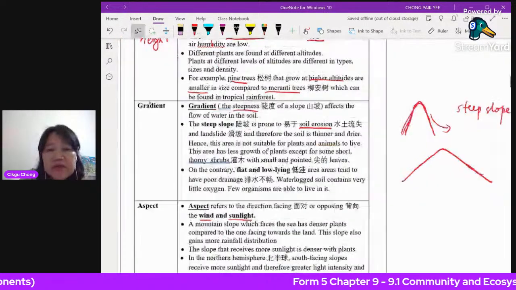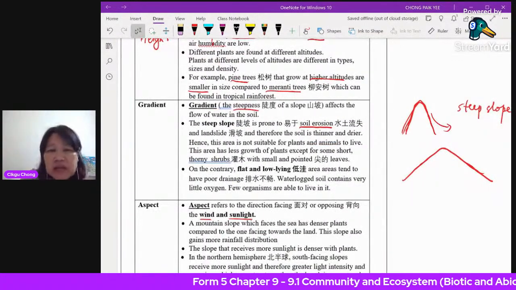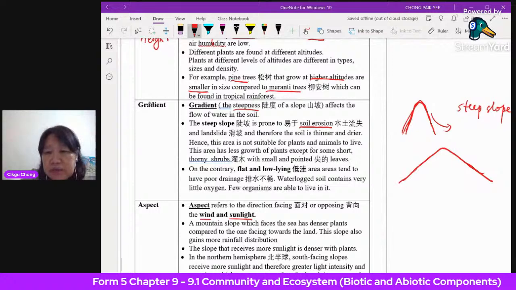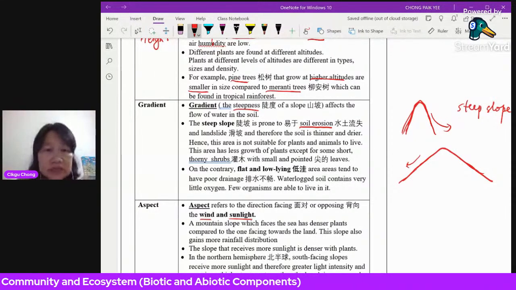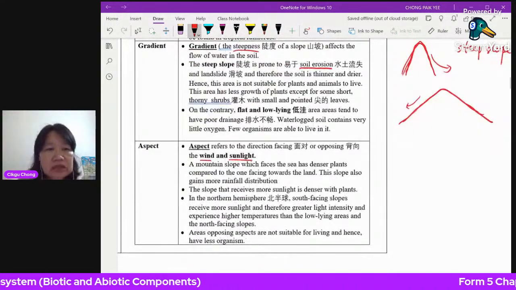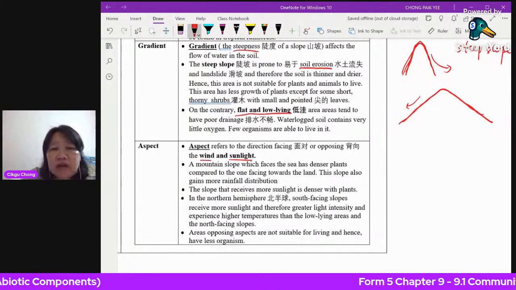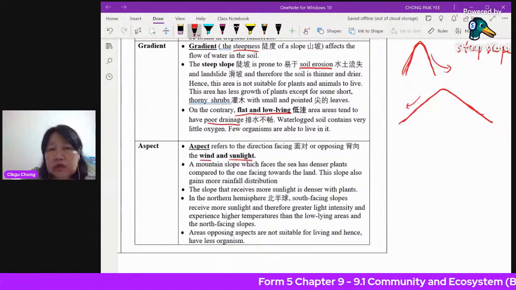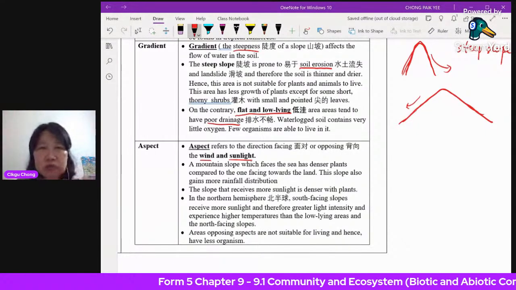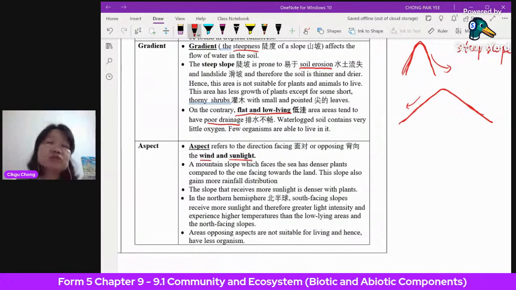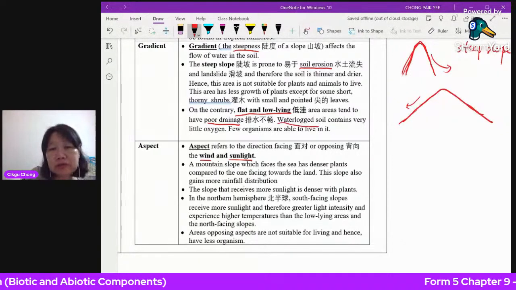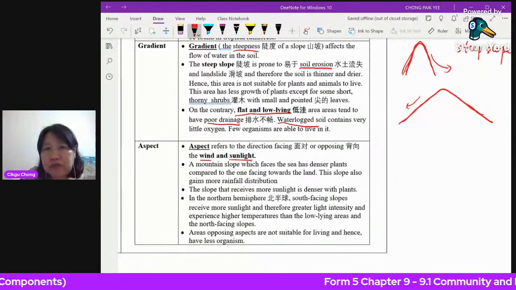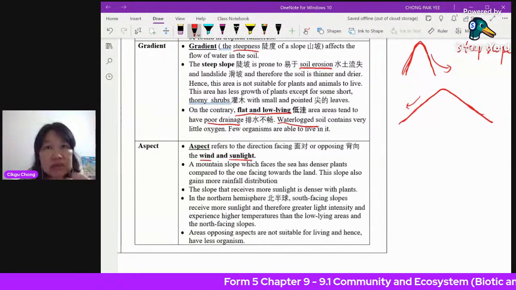But if you have lower and flatter low-lying areas, you have less soil erosion. So probably you have more plants able to stay there. Okay, so now next one. If you have very flat low-lying areas that always have a lot of water, poor drainage means the soil is very damp, very wet. So you find that also not many plants are able to stay there. It's called waterlogged soil. Not many are able to have that adaptation. The roots may die, right?